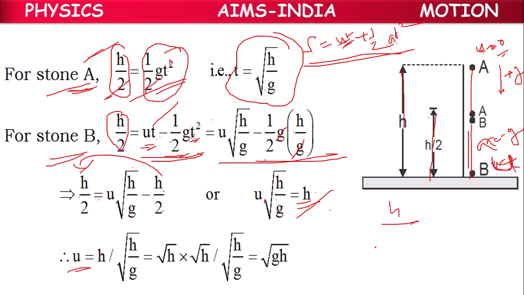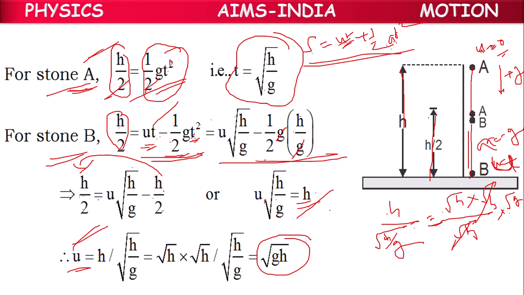This h by root of h by z, this numerator h can be written as root h into root h, denominator root h by root z. Root h will stay there, root z will go up, because the denominator goes to the numerator. Like this we can write, root h cancels, root h into z, root gh. So u equals root gh. Means if we throw with the velocity of root gh, then the freely falling body and the vertically projected body both will reach halfway between, or midway between, their total distance. We have to throw with the velocity of root gh.